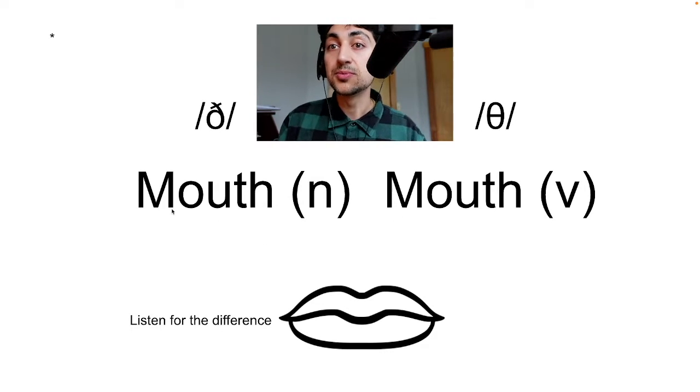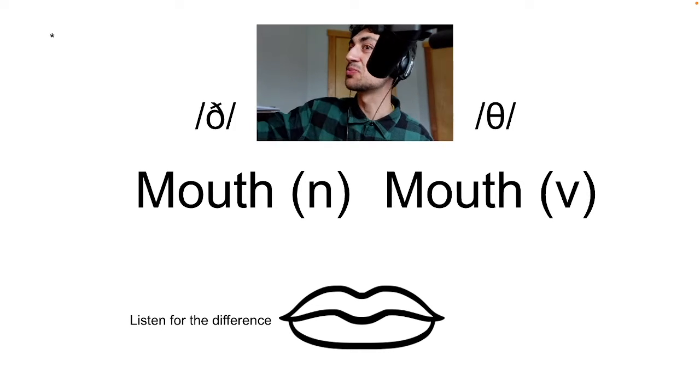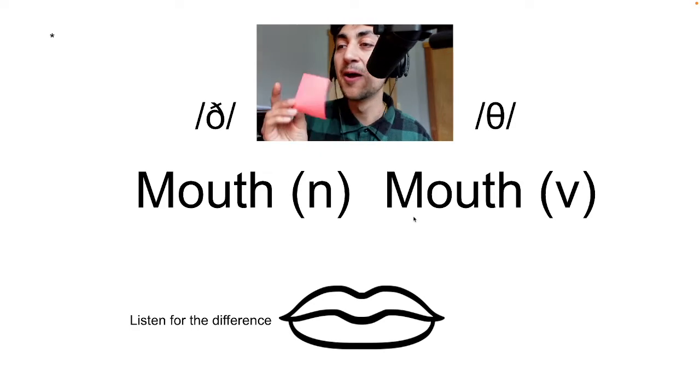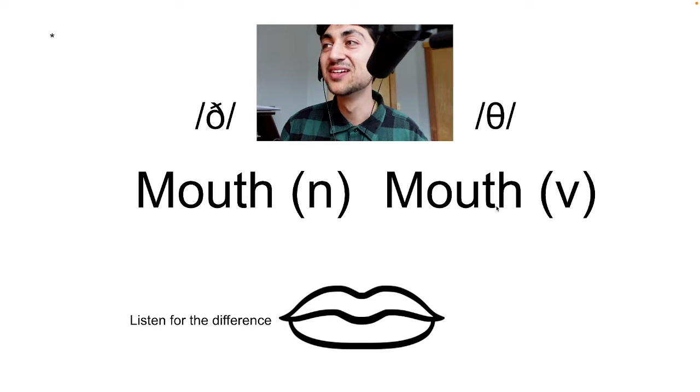Regardless, the difference here is that mouth, with the voiceless th, has lots of wind. Everything in my room's just blowing because of all that wind. But mouth, with the voiced th, has no wind, not very windy there, okay?